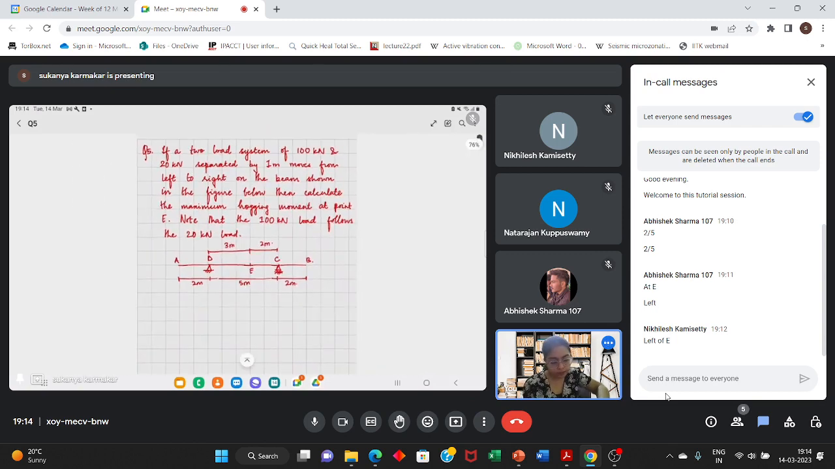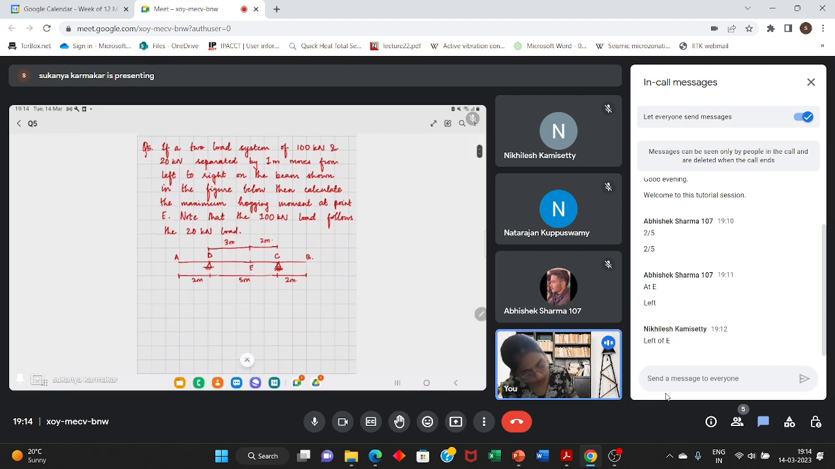So now we have two loads. What does this question say? First, let's read the question. If a two load system of 100 kilonewton and 20 kilonewton separated by 1 meter moves from left to right on the beam, so the loading direction is this.